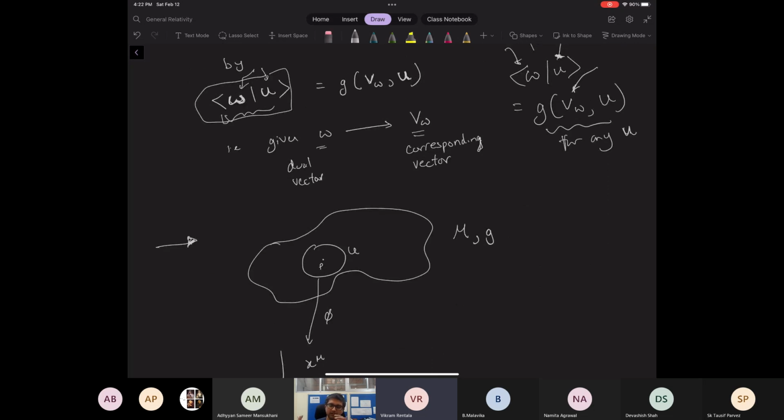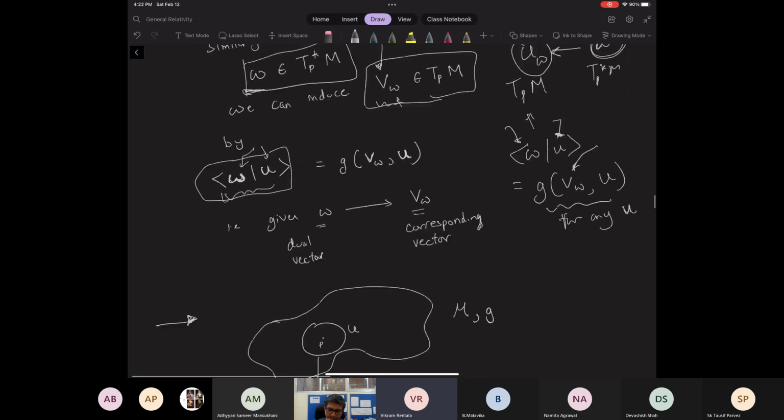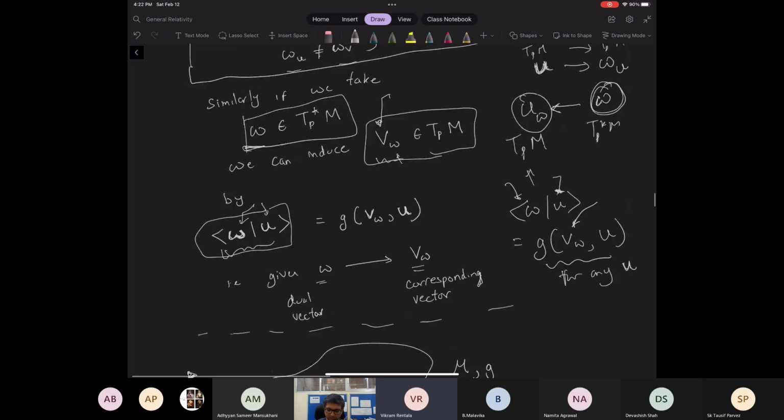So there is a perfect isomorphism, or a mapping, between a vector at the point P and a dual vector at the point P once you know the metric at the point P. Okay, any questions here? I'll pause for questions.